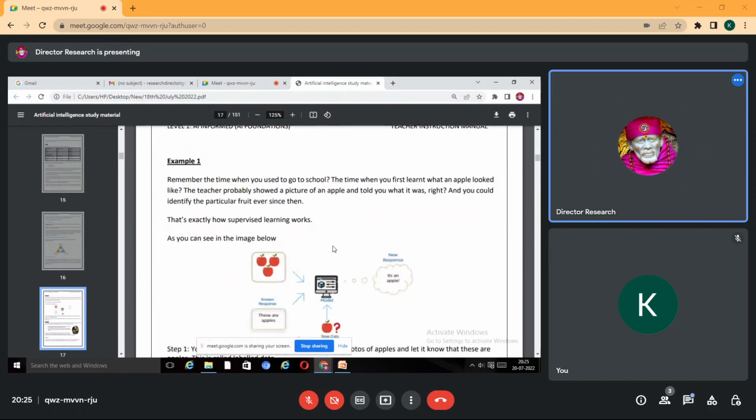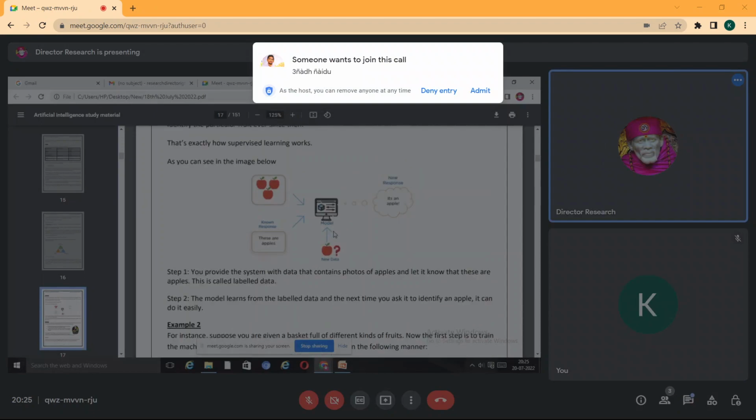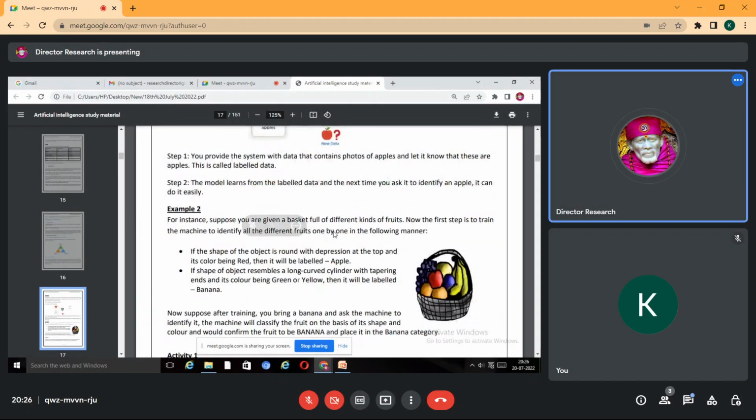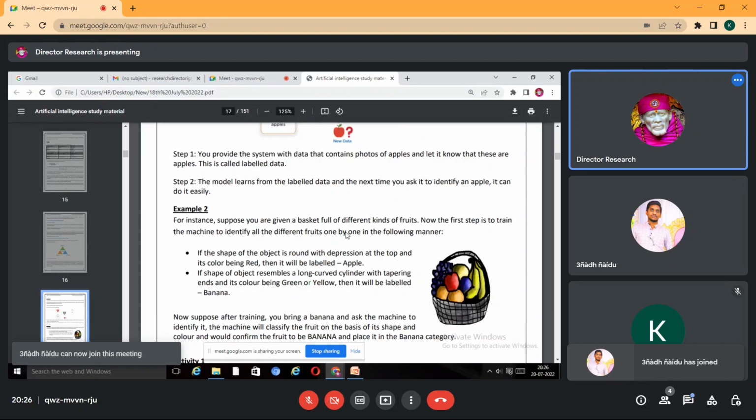Example 1. Remember the time when you went to school, the time when you first learned what an apple looked like. The teacher probably showed the picture of an apple and told you it was an apple, and you could identify that particular fruit since then. This is called supervised learning. Step 1: you provide the system with data that contains photos of apples and let it know that these are apples. This is called labeled data. Step 2: the model learns from the labeled data, and the next time you ask it to identify an apple, it can do it easily.